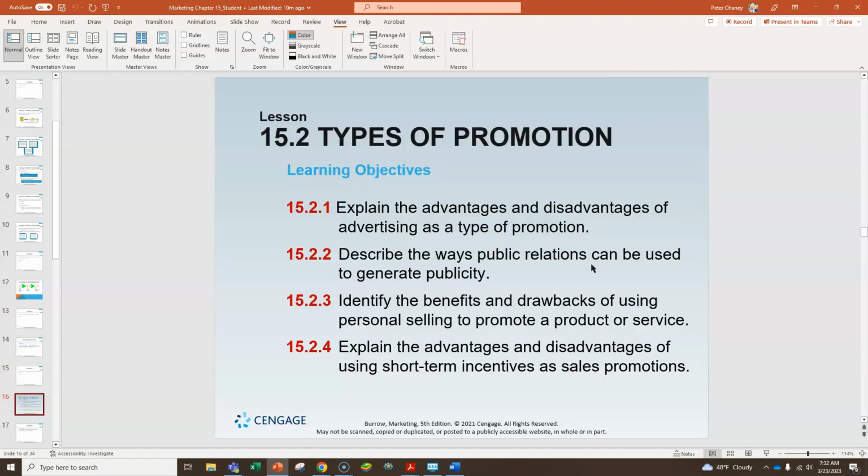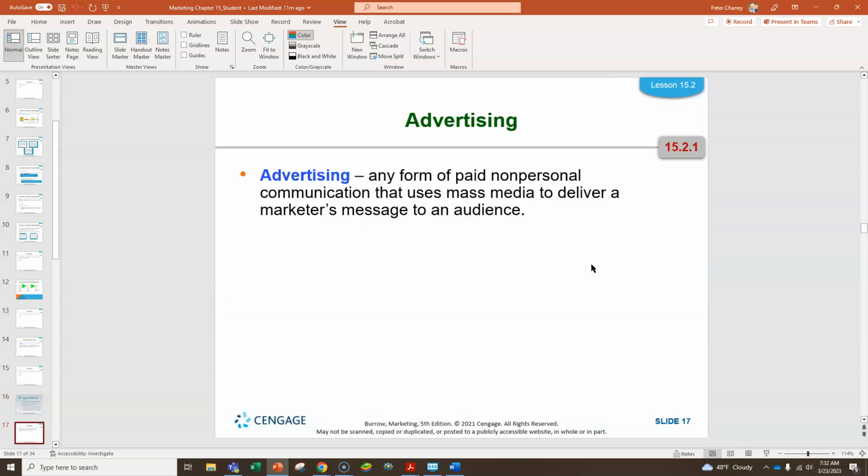And now we're on to 15.2. So we're going to explain the advantages and disadvantages of advertising as a type of promotion, describe the ways public relations can be used to generate publicity, identify the benefits and drawbacks of using personal selling to promote a product or service, and then again the advantages or disadvantages of short-term incentives as sales promotions.